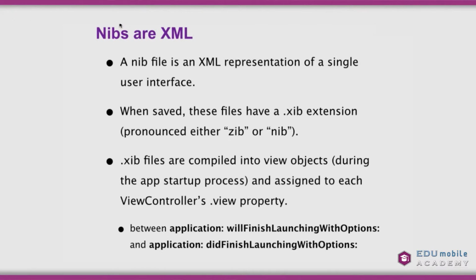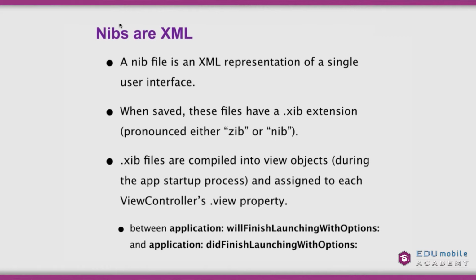Nibs are actually XML files. So a nib file is an XML representation of a single user interface. If we're in Interface Builder, we can choose to view the underlying nib file as XML if we really want to do that. It is XML. When they're saved, they have a .xib extension. This is pronounced either zib or nib, but it's an XML Interface Builder file, so it's XIB.